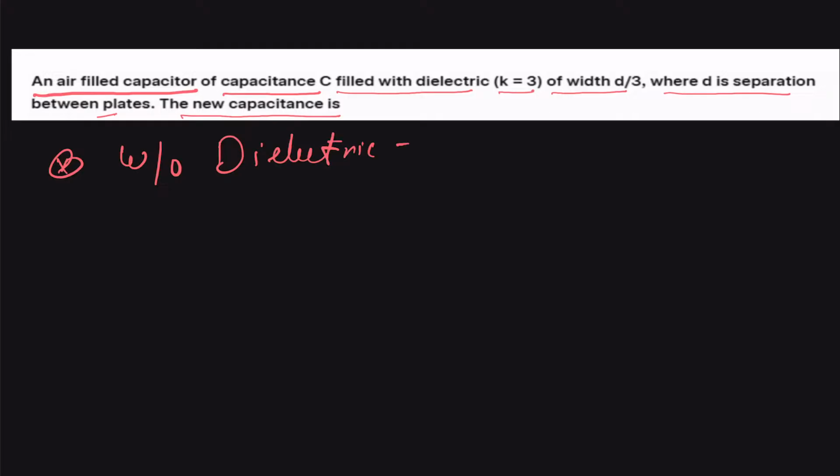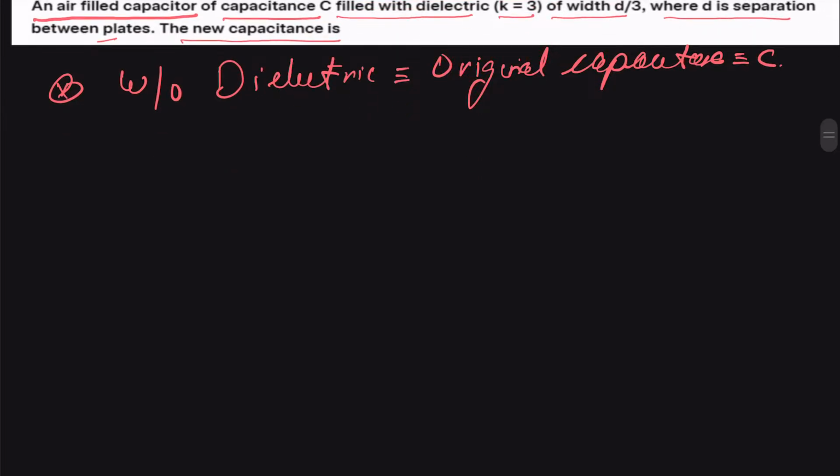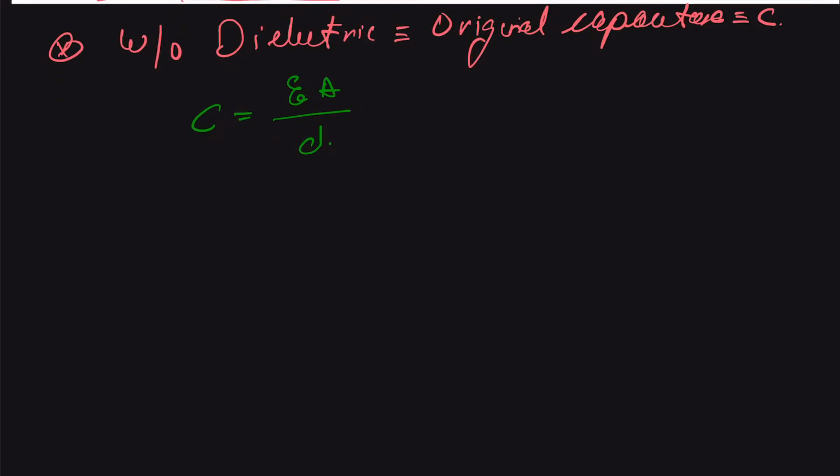And which means our original capacitance, let us call this as our C, and that C will be equal to the standard formula epsilon naught A upon D, where A is the area and D is the separation between the plates. And now is our case with dielectric.